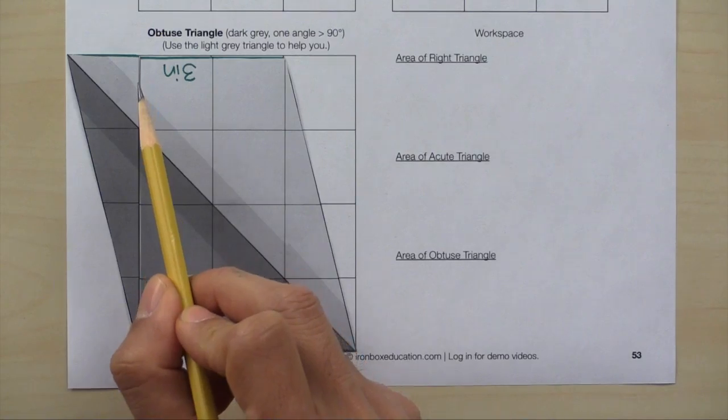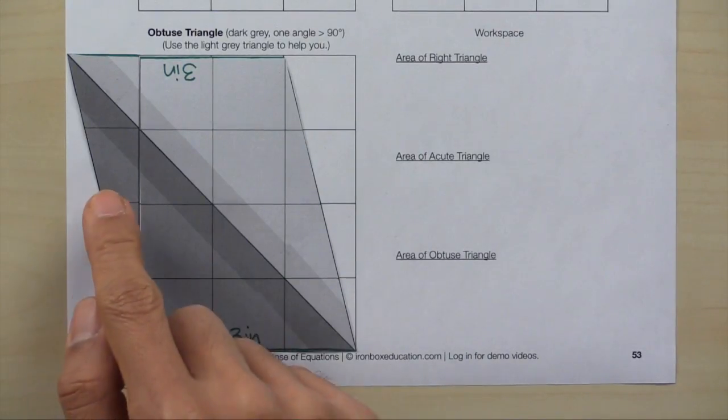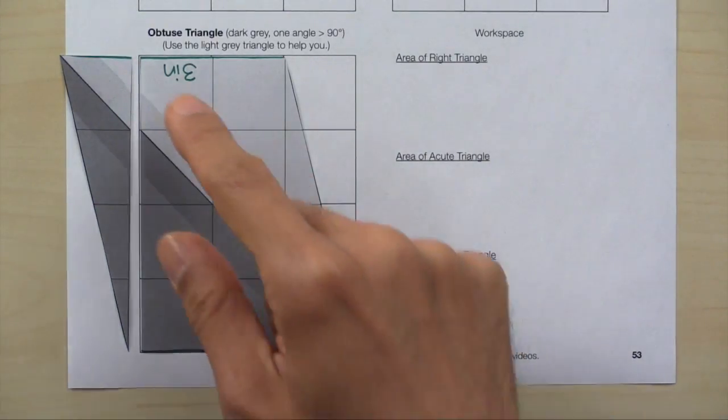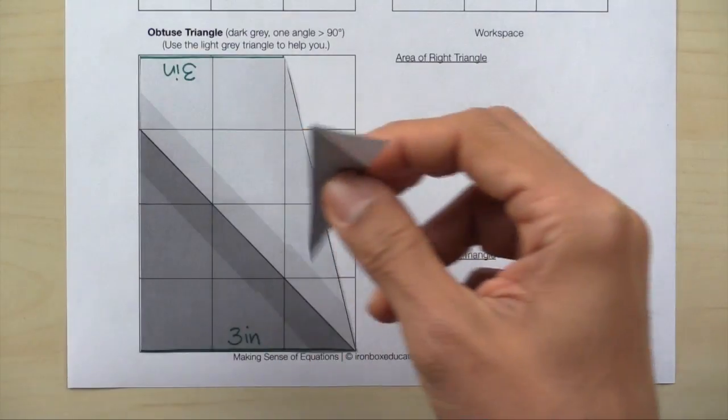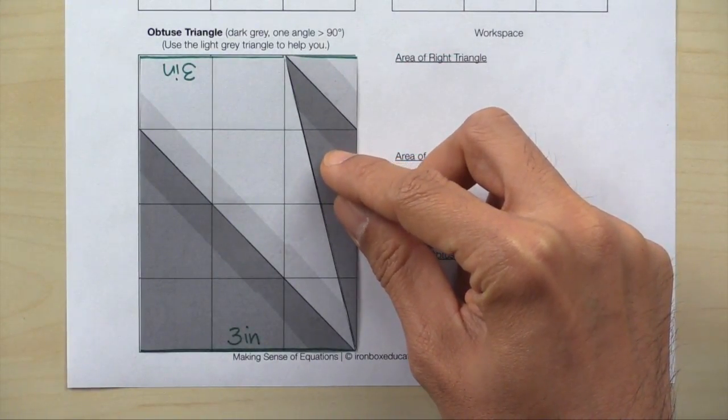Here's what it looks like after the cut is made. Notice how we made a single cut right along this line, and now we can do some rearranging. Let's take this piece that sticks out and we'll move it over to the other side. And notice how it fits perfectly within the grid.